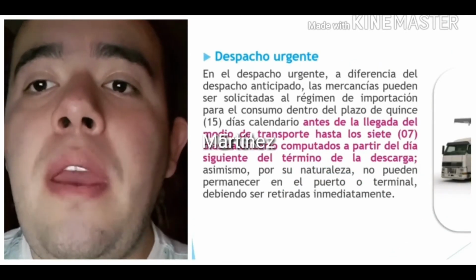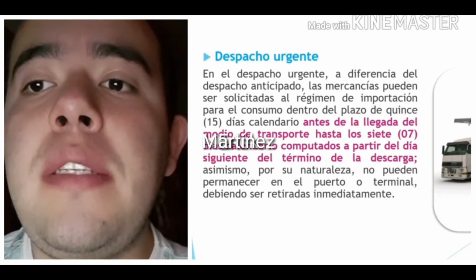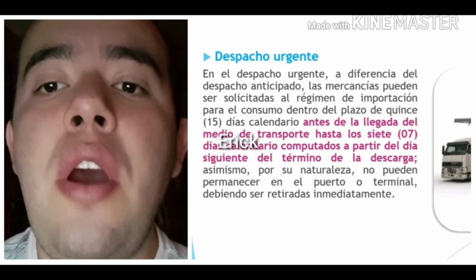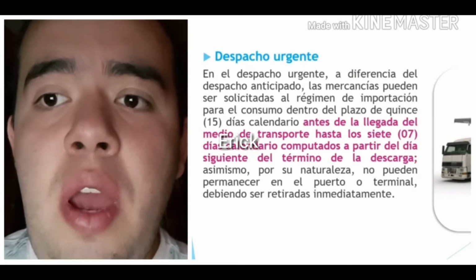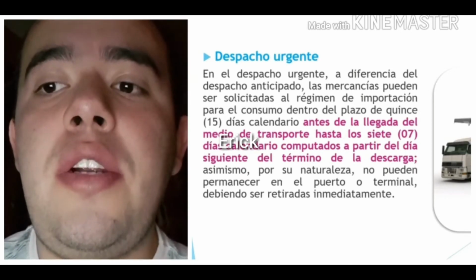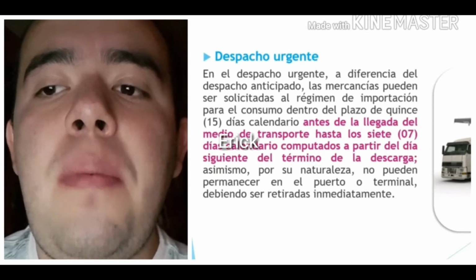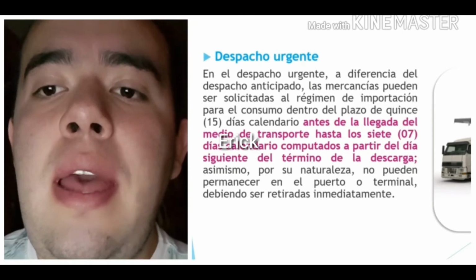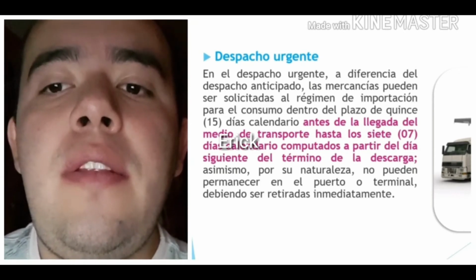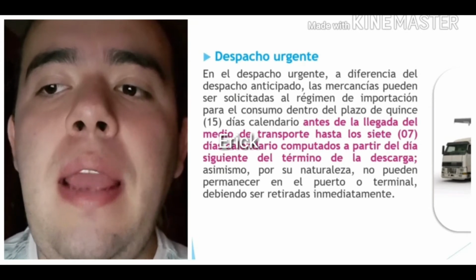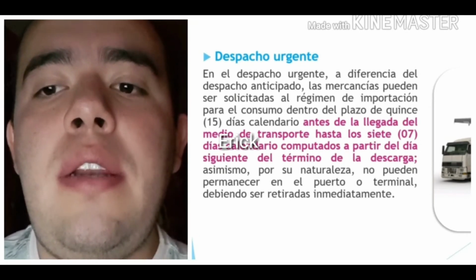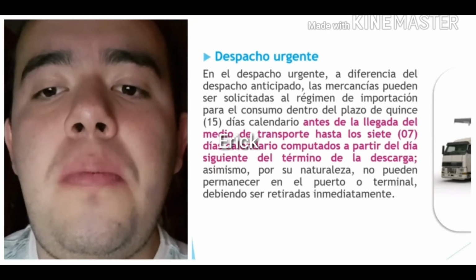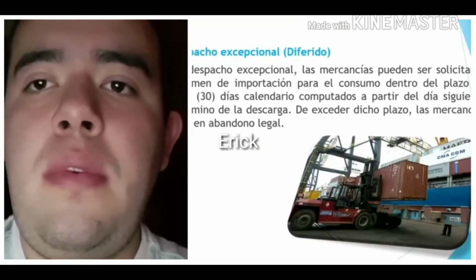Urgent dispatch. In the urgent dispatch, unlike the advance clearance, the merchandise can be requested to the regime of importation for consumption within the term of 15 calendar days before the arrival of the means of transport until the 7 calendar days computed from the day following the end of the loading. Likewise, due to their nature, the goods cannot remain in the port terminal and must be removed immediately.